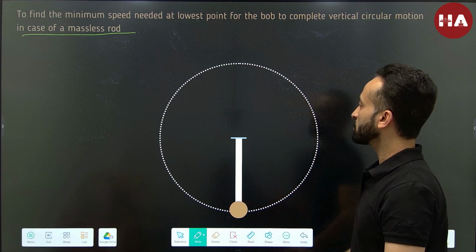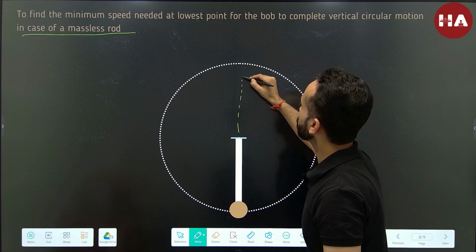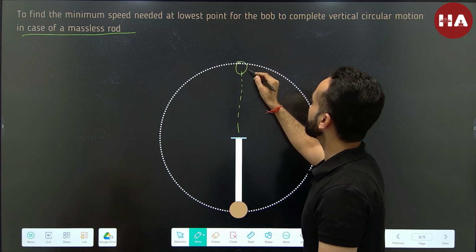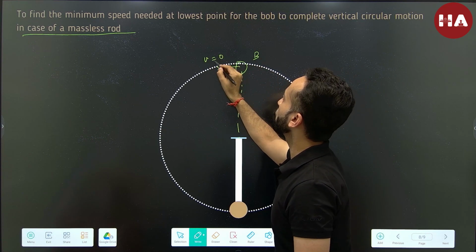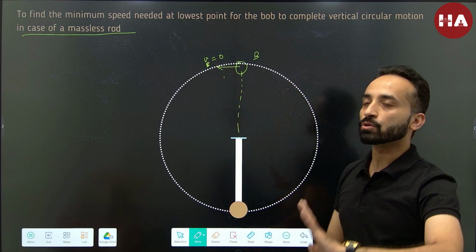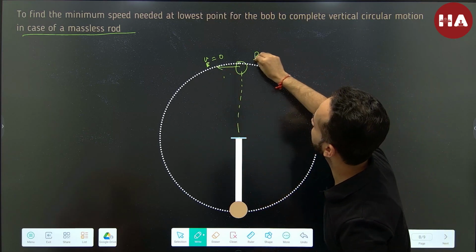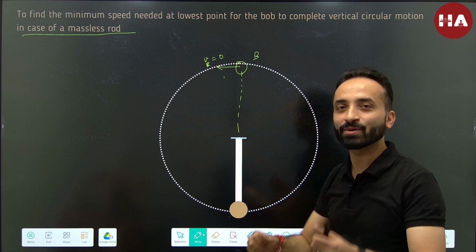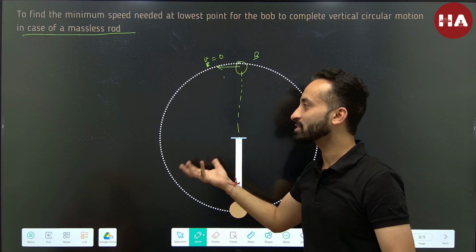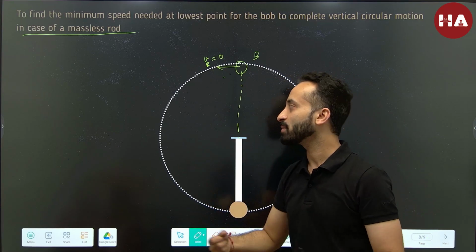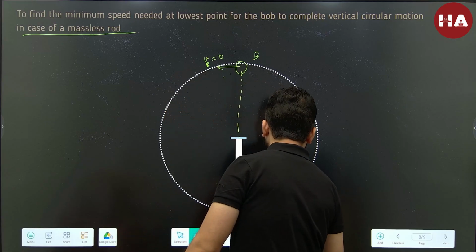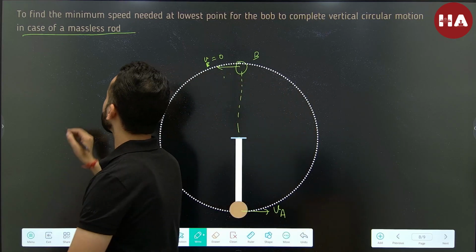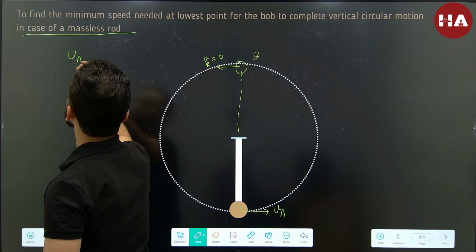It can never slack. So if you talk about the highest point, this time let's say B, since it can never slack, you can also do with velocity 0, because even if it reaches here, it will complete the circle, because it's not a string, actually it's a massless rod. So now the condition changes. Just keep this in mind, that if it's a rod, then you do apply conservation of energy again.